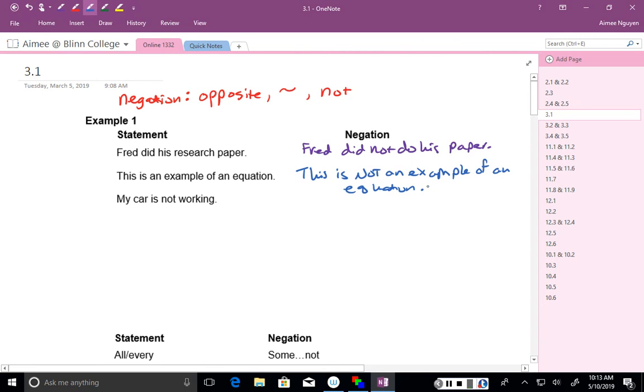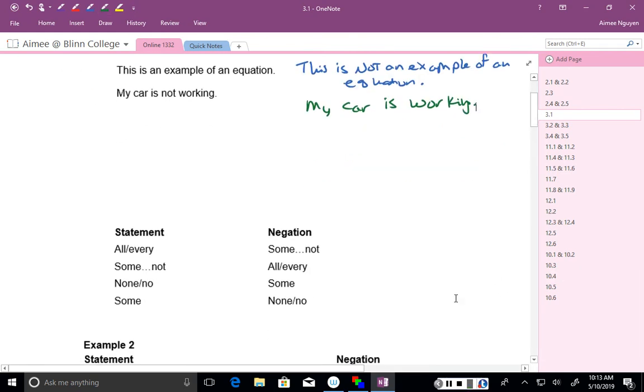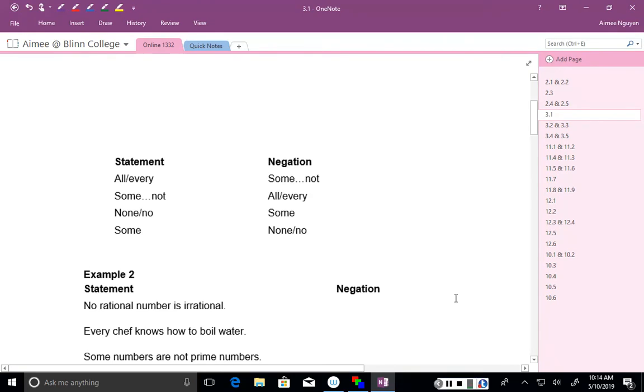And now you have to be careful because the last one says my car is not working. So the opposite of it not working would be that it does work. So my car is working. So not too bad, right? We're just doing the opposite of what we started with. Unfortunately, it's not always this easy. So sometimes it's a little bit harder to decide the negation of something.